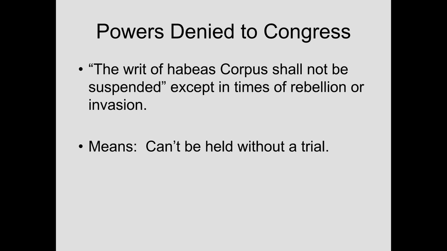Now, we have violated this before. We may be violating this now as we're holding people in Guantanamo Bay in Cuba. We certainly violated this during the Japanese internment during World War II. We were not under invasion. We were attacked, but not under invasion. And it was not an open rebellion. And yet we held people indefinitely in those Japanese internment camps. Not supposed to be allowed. Congress cannot suspend habeas corpus except in these times.